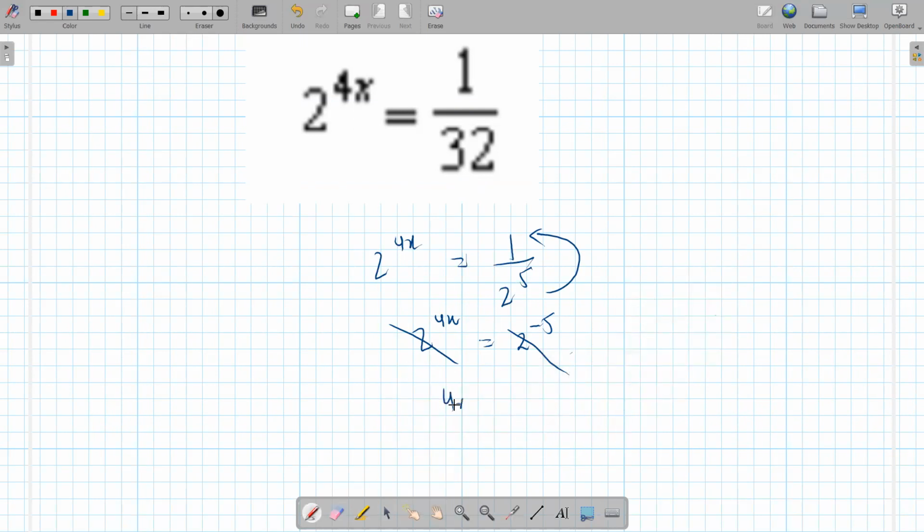So you get 4x equals -5, so x is -5/4. So when you're canceling them out, are you just taking the log of both sides? Exactly. You're taking log base 2 on both sides. Okay.